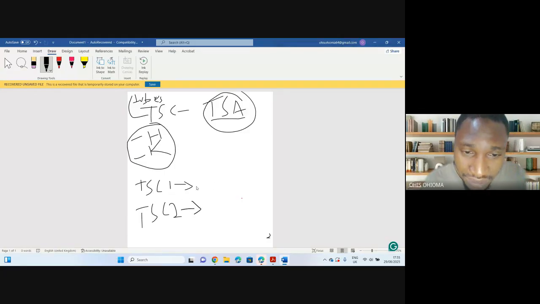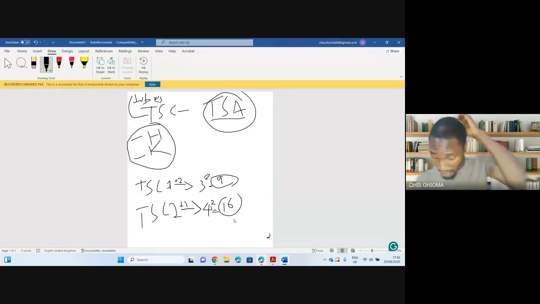So what I said is that for this one here, you're going to add 2 to it. So 1 plus 2 is 3. And when you raise that to the power of 3, you have chromosome 9. Now, this tuberous sclerosis 2 has 2 here. So if you add 2 to it, you have 4. 4 raised to the power of 2 is 16. So TS1 gene is located on chromosome 9 and TS2 gene is located on chromosome 16.